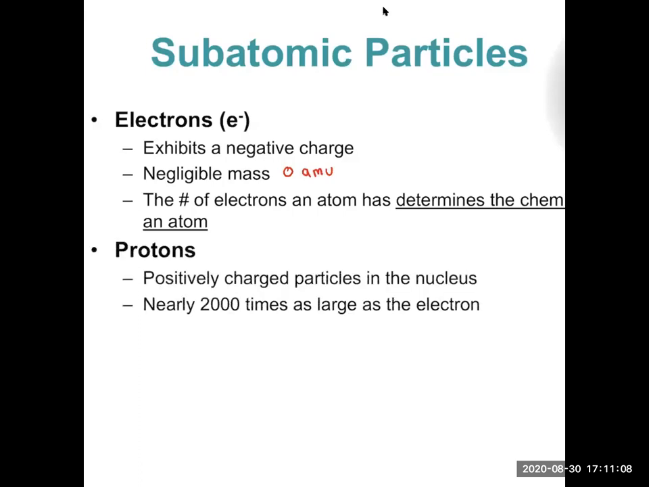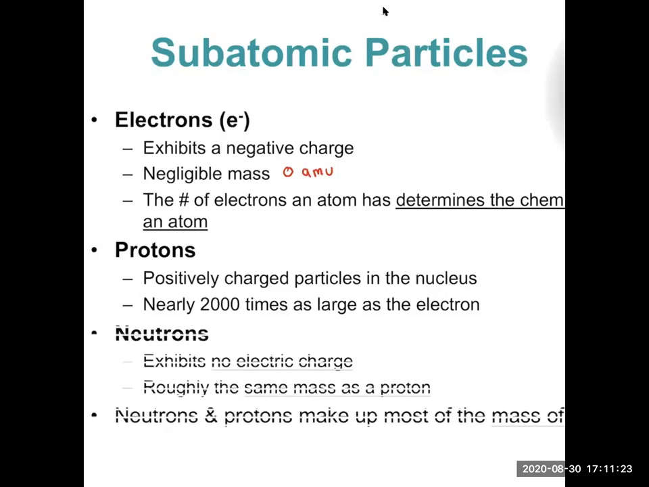The protons are going to be located in the nucleus, and they are going to carry a positive charge. They are way larger, like 2,000 times larger than an electron. We say that they have 1 AMU for mass. The neutrons are located in the nucleus. They exhibit no charge. They're roughly the same mass as the protons, so we say they have 1 AMU.